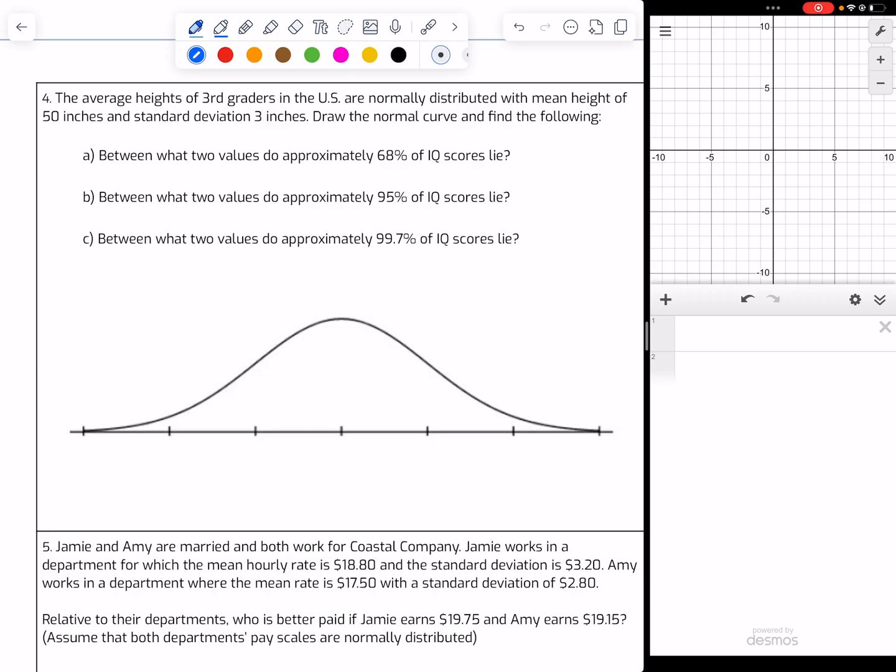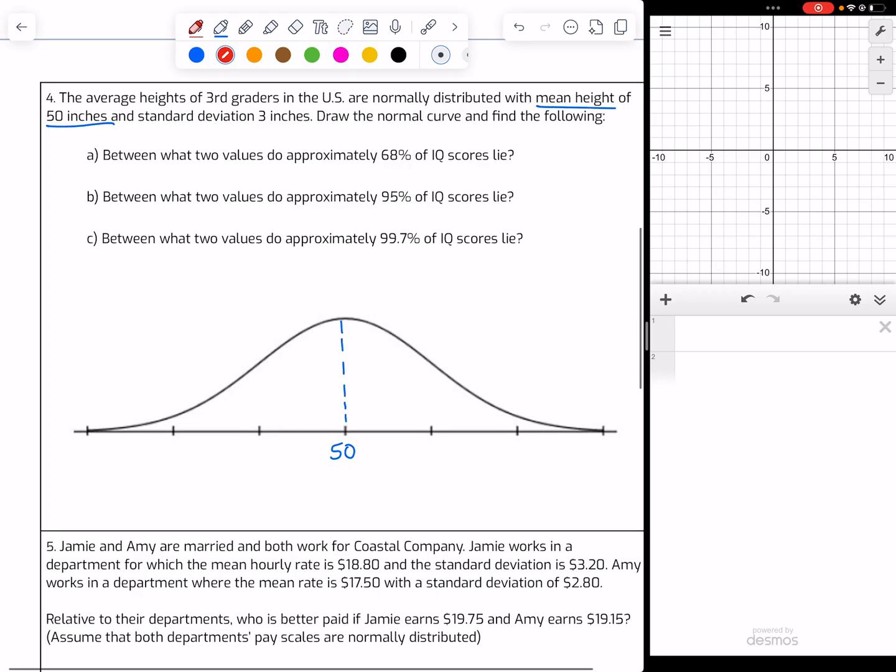And so we have a mean height of 50 inches. So always put the mean smack dab in the middle. And then a standard deviation of 3. So that means you need to add 3 to the right. So plus 3 would be 53, plus 3 more would be 56, and plus 3 more would be 59.